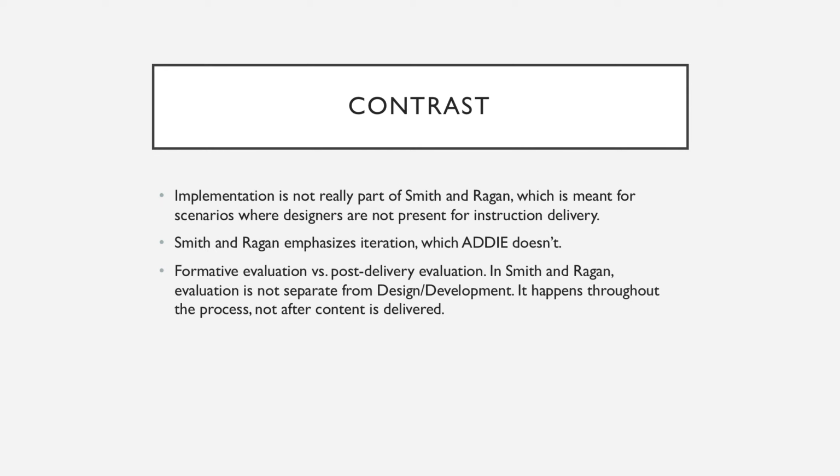Some of the distinctions that should be clear when comparing and contrasting Smith and Reagan to ADDIE are, first of all, the implementation isn't really part of the Smith and Reagan model. All of the stuff we've been talking about happens before content is delivered. The designers are not present when the instruction actually occurs, so by the time implementation actually happens, the work is already done. In addition, Smith and Reagan emphasizes iteration, which ADDIE doesn't. And finally, we talked a little about formative evaluation, which occurs prior to content delivery, and I would say that's a little different from the ADDIE process because ADDIE kind of implies a post-delivery evaluation.